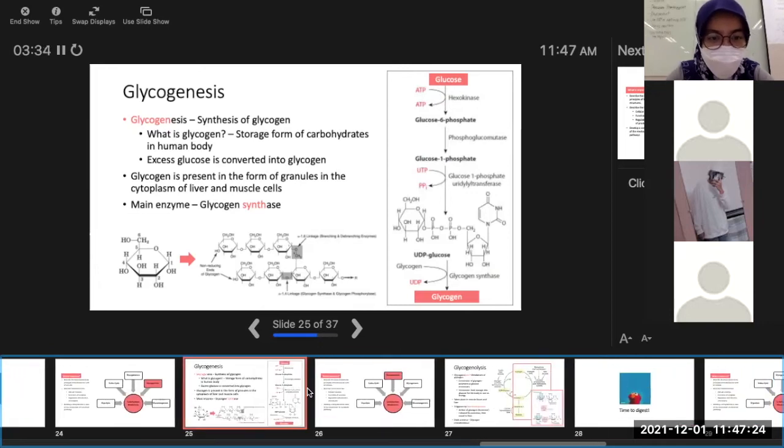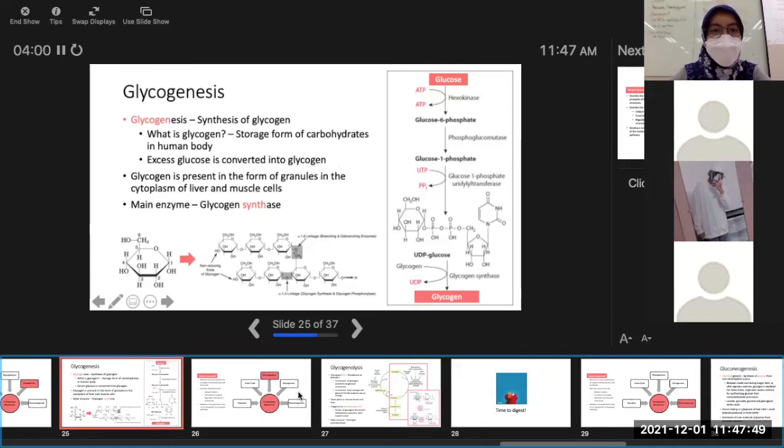So for glycogenesis, to make it simple, just remember the purpose is to synthesize glycogen. Why? Because there's excess glucose. We need to store it. The starting point is glucose, the end point will be glycogen, and the main enzyme will be glycogen synthase. For glycogenesis, let's stick to that.